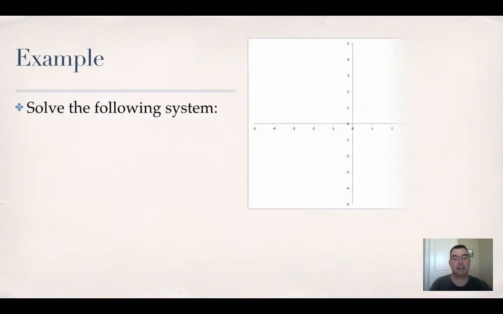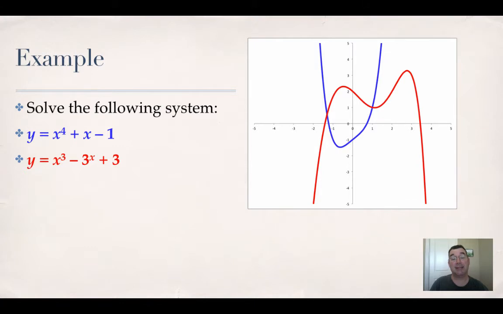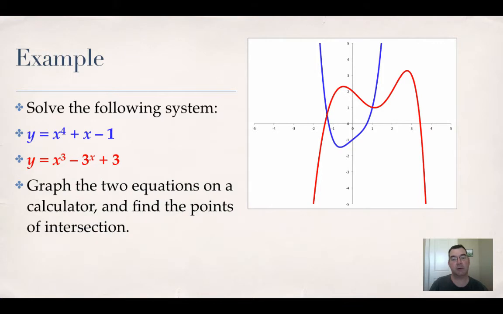Solve the following system. There's my graph there. The first equation is y equals x to the fourth plus x minus 1, and there's the graph of that one. And the second one is y equals x cubed minus 3 to the x plus 3. So I've thrown some exponential functions in there as well. So I can see both graphs. I can see that they cross at two places, but what are the coordinates of those two places?